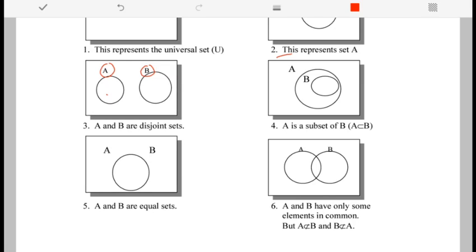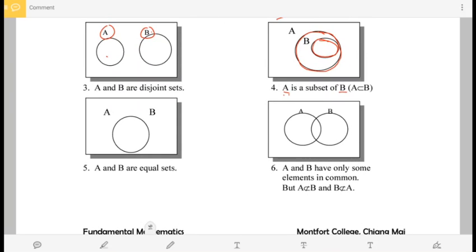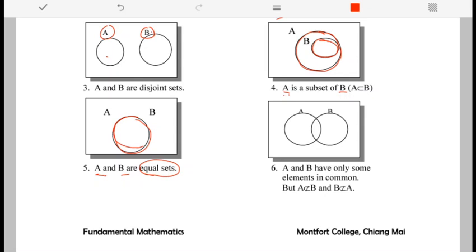They are separated. Now, for number 4, as we can see, your set A is the bigger circle and your set B is the smaller circle. Therefore, we can say that B is a subset of A because it's within A, B is inside A. That's how we represent a subset. Now, for number 5, you see A and B are represented by the same circle. That means A and B are equal sets because they are represented by the same circle.